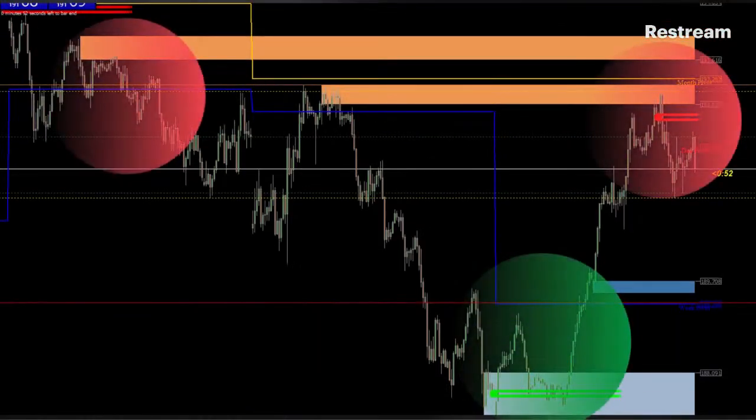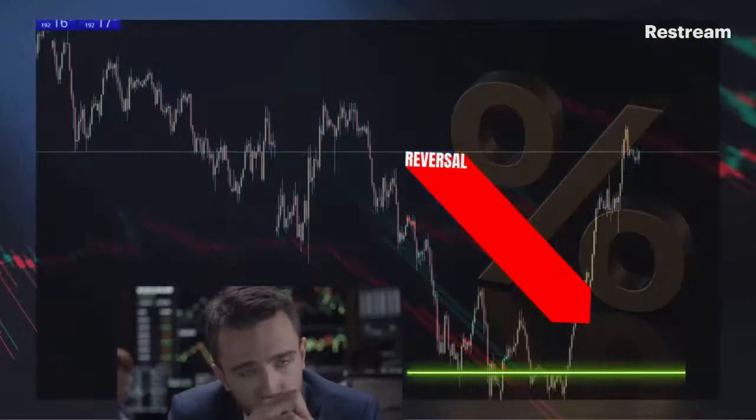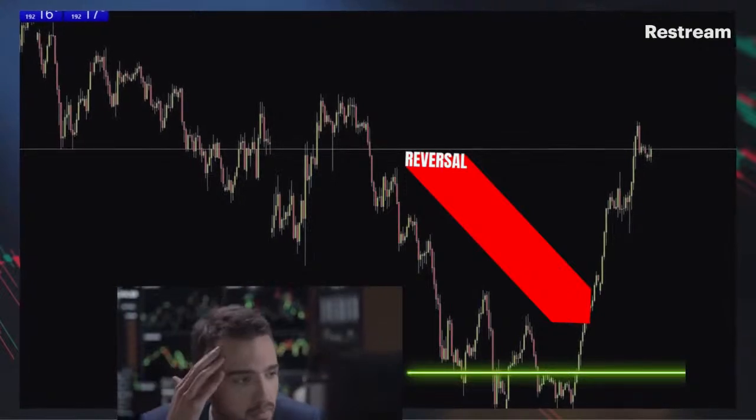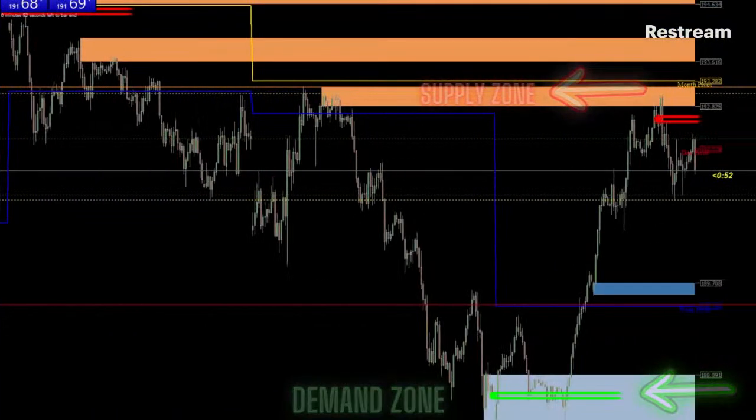Instead of a single line, think of support and resistance as a zone where price can react. Sometimes price touches and reverses immediately. Other times, it pierces through, trapping retail traders before reversing. Solution? Use a buffer zone around key levels and wait for confirmation. I'll show you exactly how in a minute.